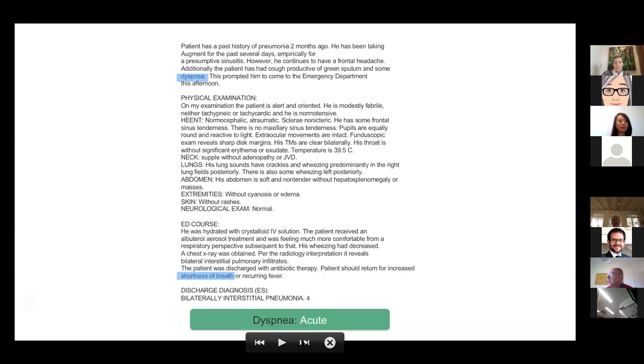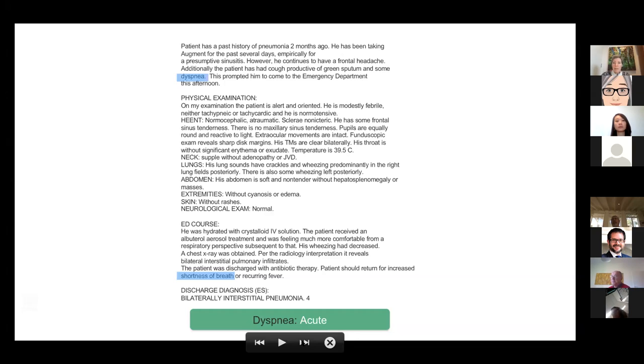I see you've highlighted the ED cause: patient should return for increased shortness of breath, suggesting that that's kind of a new thing, but it's not severe enough yet to make the clinician worried about it as a cause of admission to hospital yet. All right. Thank you for that reasoning.